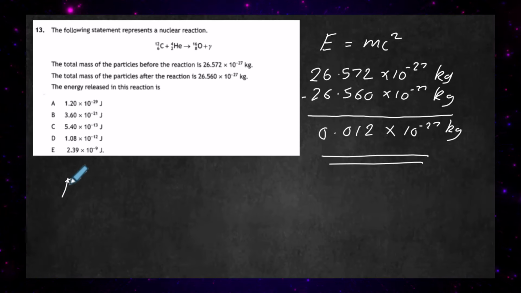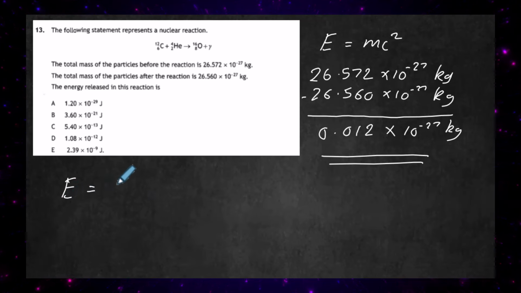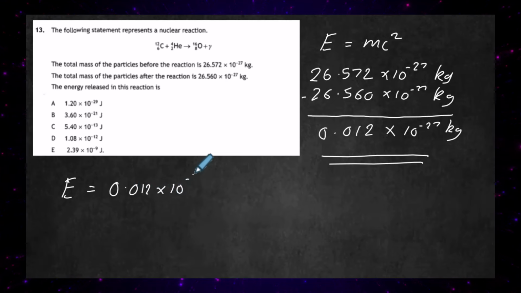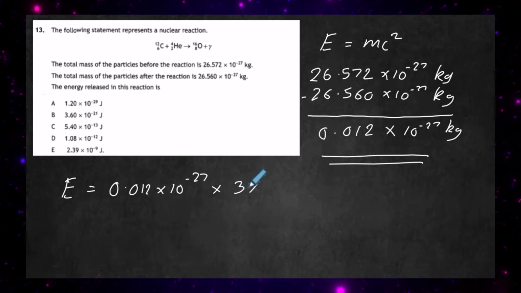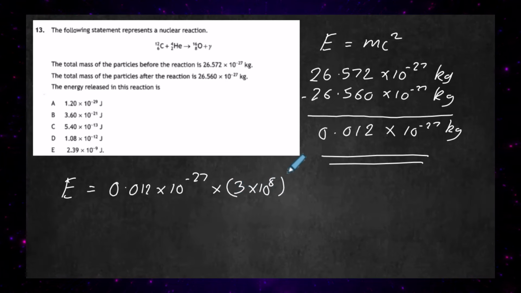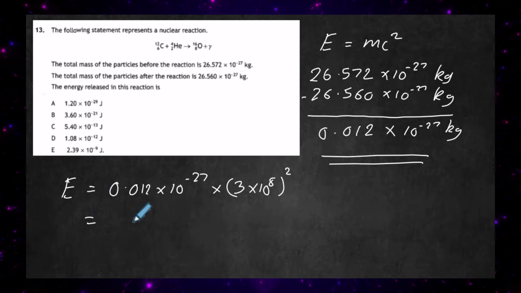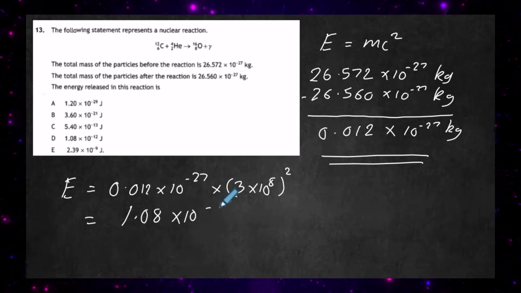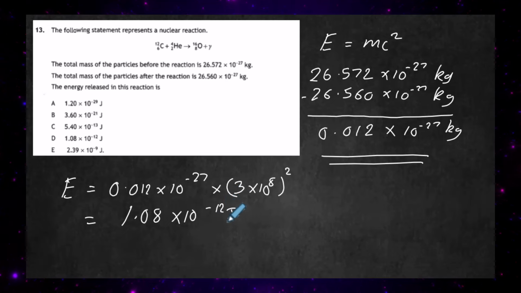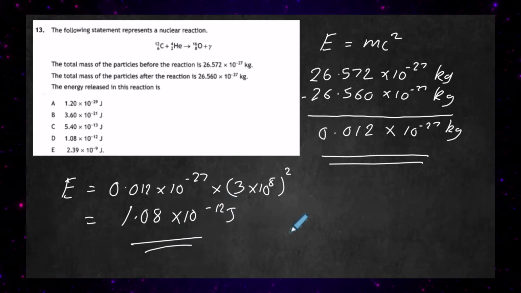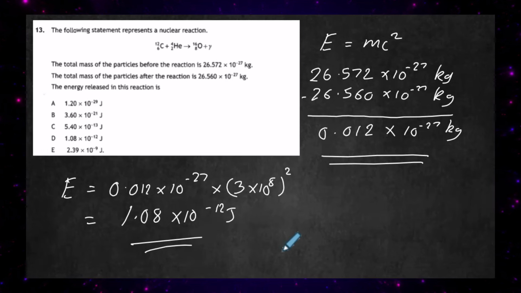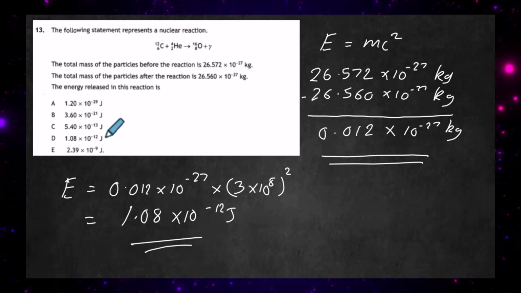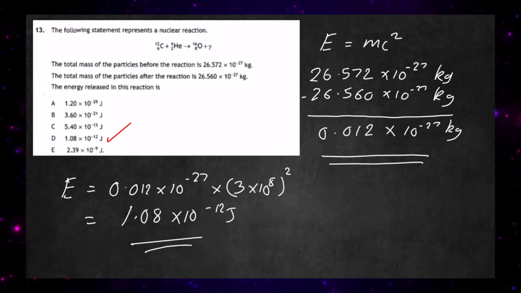So the energy equivalent of that is going to be E equal to the missing mass, 0.012 times 10 to the minus 27, multiplied by the speed of light squared, 3 times 10 to the power 8 all squared. And we do that in a calculator, we end up with a value of 1.08 times 10 to the minus 12 joules. So the energy released will be 1.08 times 10 to the minus 12 joules. And we look at the responses, we can see that we're going to have that answer there, answer D.